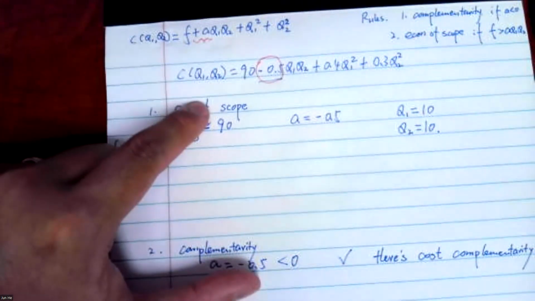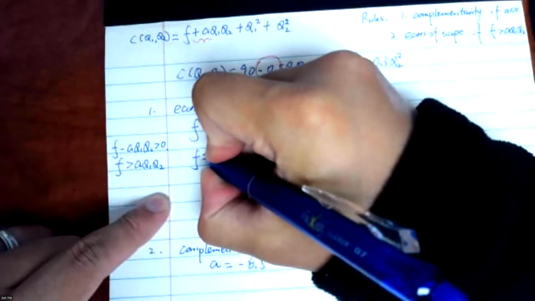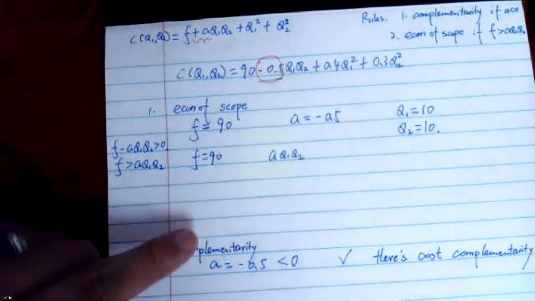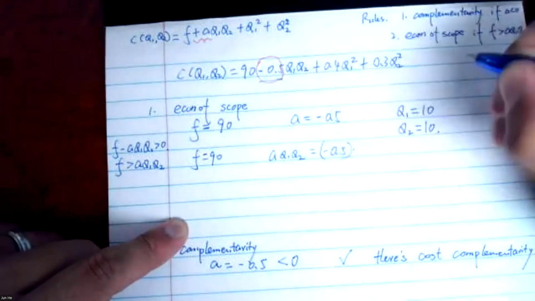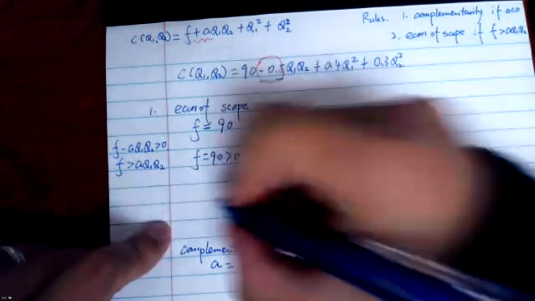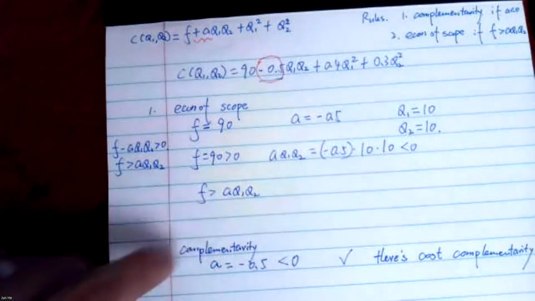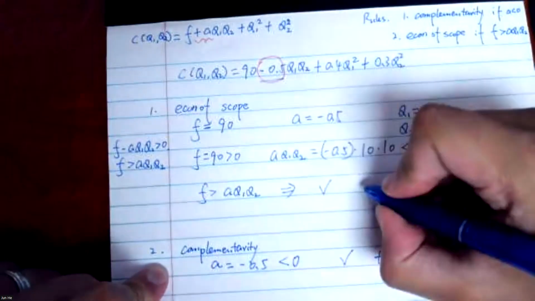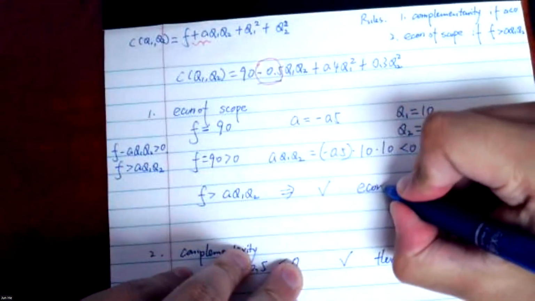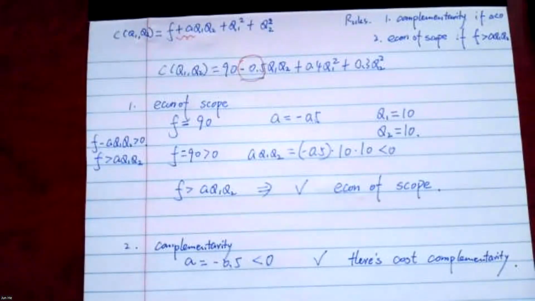If the answer is yes, then there is economies of scope. F is 90, which is the left-hand side. For A Q1 Q2, you don't have to calculate: it is minus 0.5 times two positive numbers, which is smaller than 0. The left-hand side is greater than 0, therefore F is greater than A Q1 Q2, which is a negative number in this case. The answer is yes, there is economies of scope. I hope this explains. Thank you.